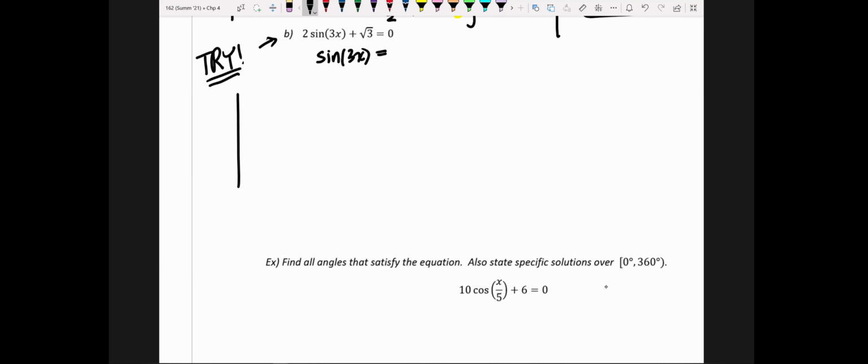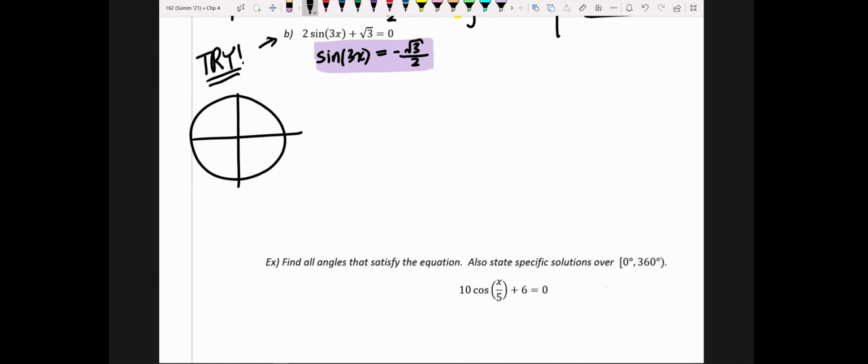A negative square root of 3/2. That's right. Okay, so sine of 3x is negative root 3/2. Make that a 3. So that is our purple step 1 done.